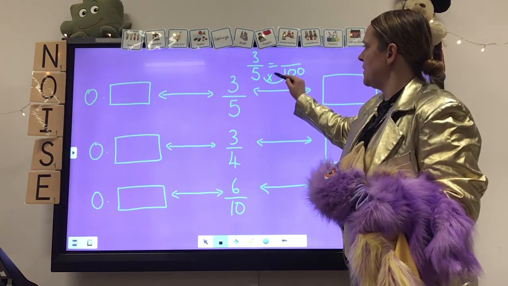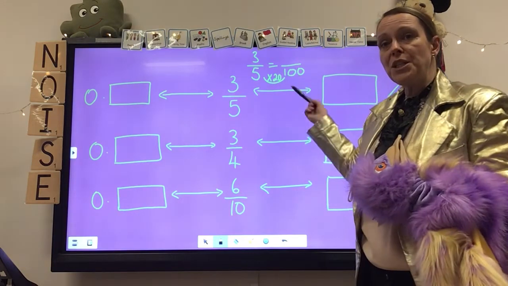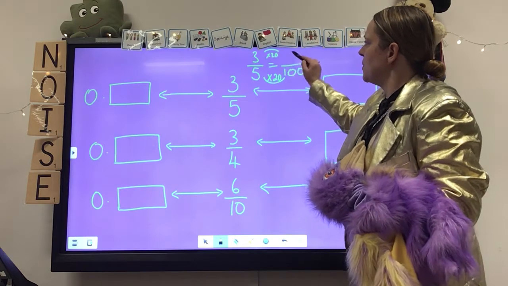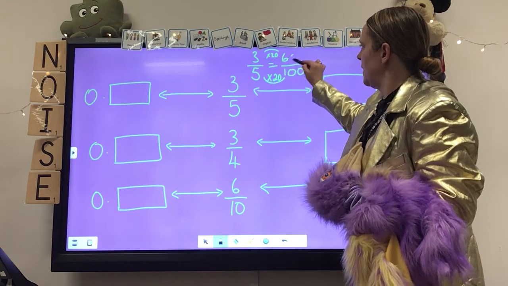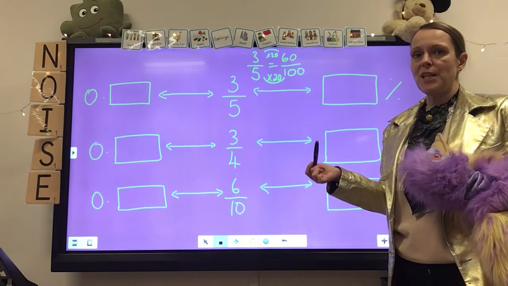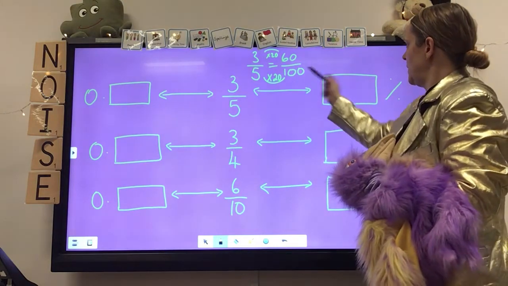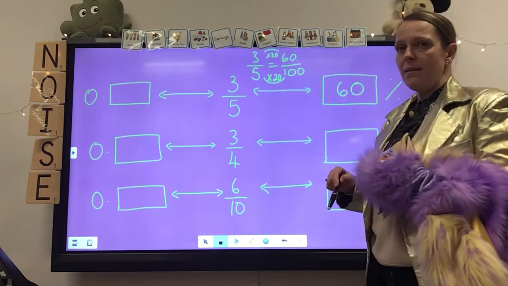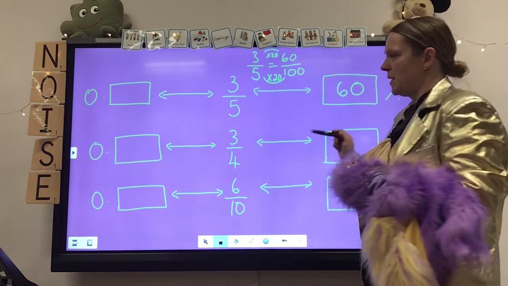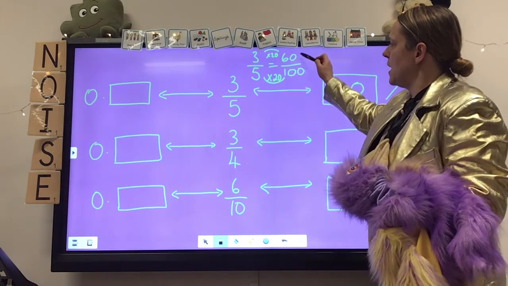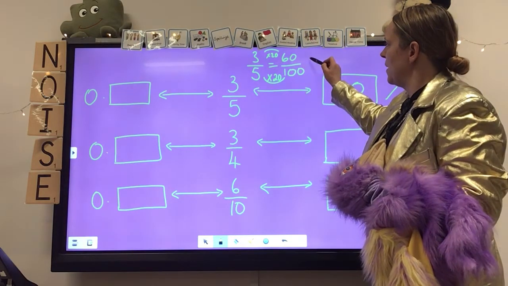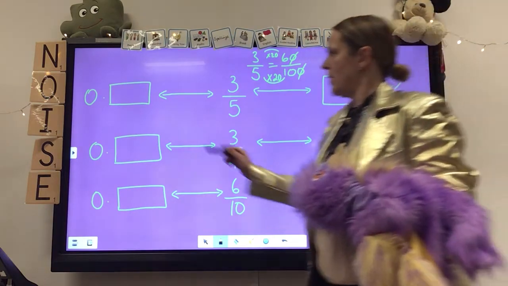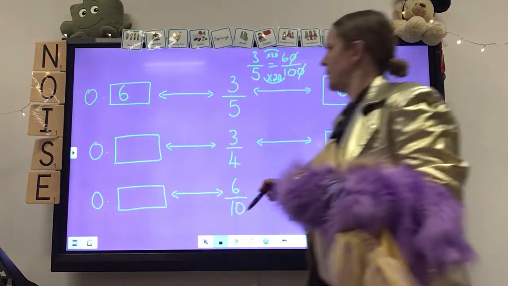Okay, so what have I done to the 5 to get 100? That's right, I've timesed it by 20. So I need to do the same at the top to keep it equivalent, don't I? So 3 times 20 equals 60. So I now know that I've got 60 out of 100. So 60 out of 100 is 60%. What's that then as a decimal? Now I've seen before, haven't I? 60 over 100 is the same. If I divide top and bottom by 10, it would be the same as 6/10. So then my decimal will be 0.6.